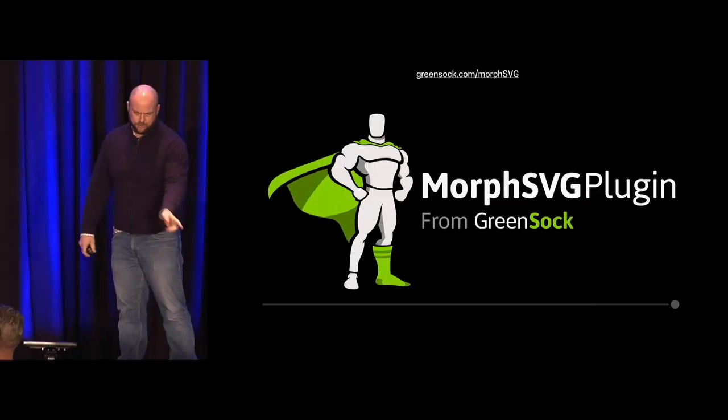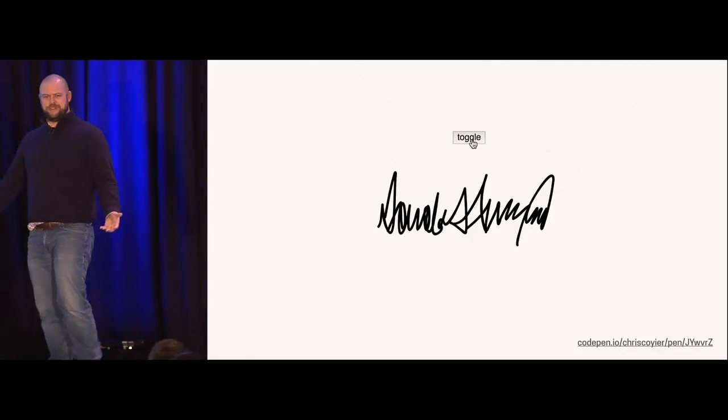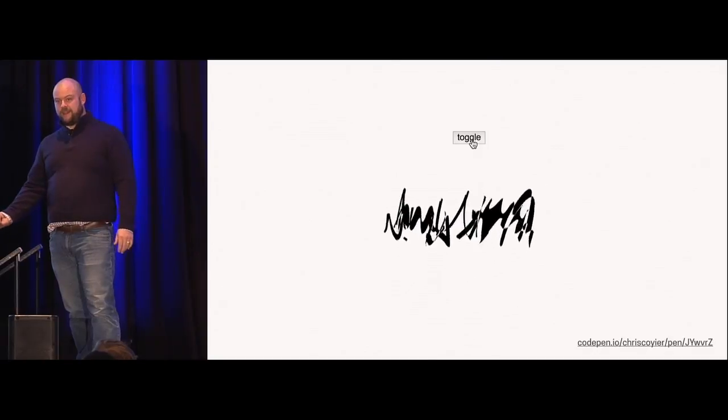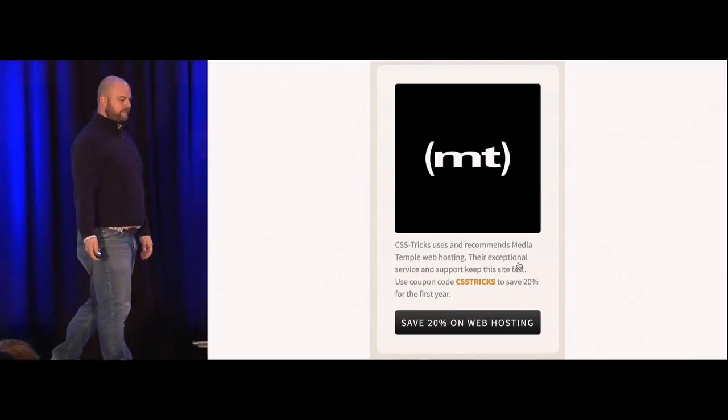It's just some shapes. You're like, morph that to that. The API for it is incredibly simple. In fact, I found Donald Trump's signature on Wikipedia as an SVG for some reason, and I just said animate that thing to that thing. That's all you do, and it was fine.